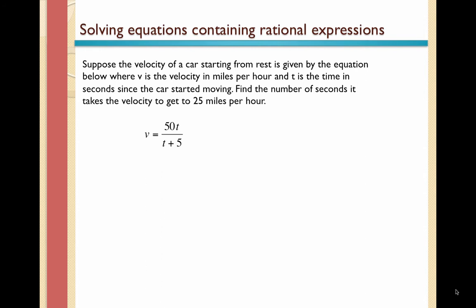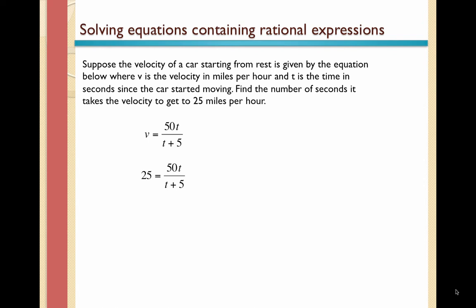All right, final example. This is a practical application. Let's say that we've got a car that's parked and it's going to start moving, and so the equation that gives its velocity or speed in miles per hour and time since the car started moving is the equation that you see there. V is equal to 50t over t plus 5. So we're asked to find the number of seconds that it takes the velocity to get up to 25 miles an hour. So we want to know what's happening with t when v is 25.